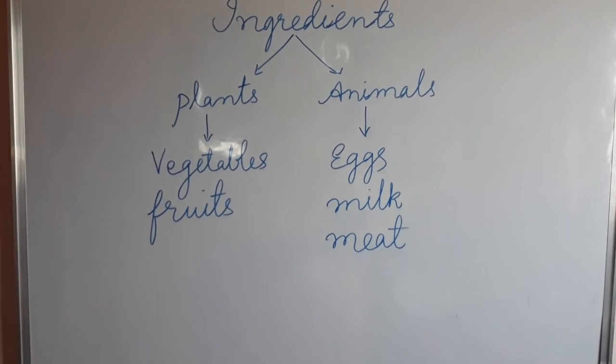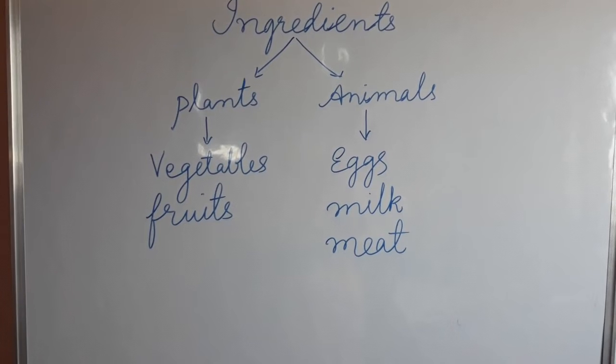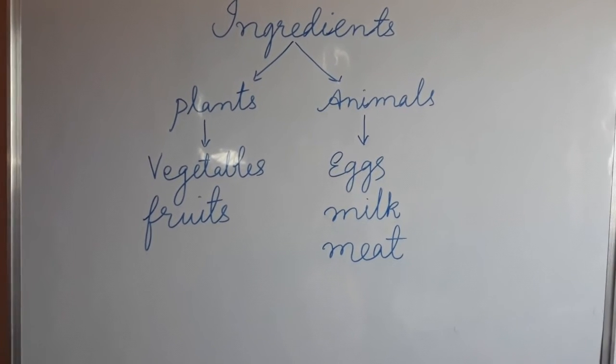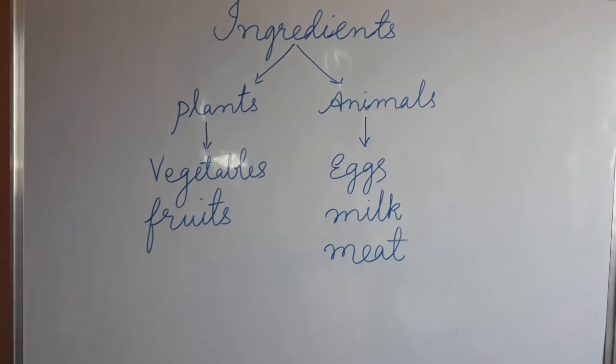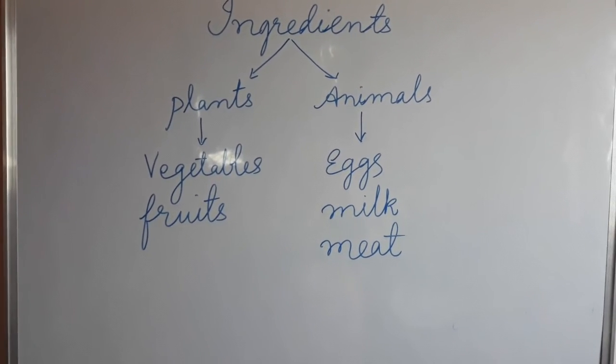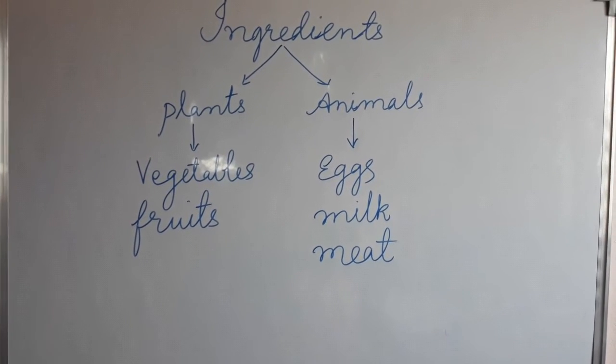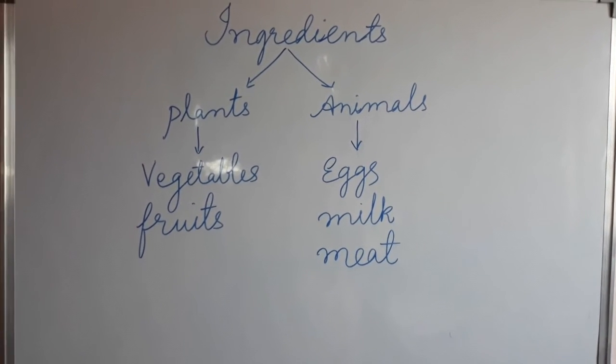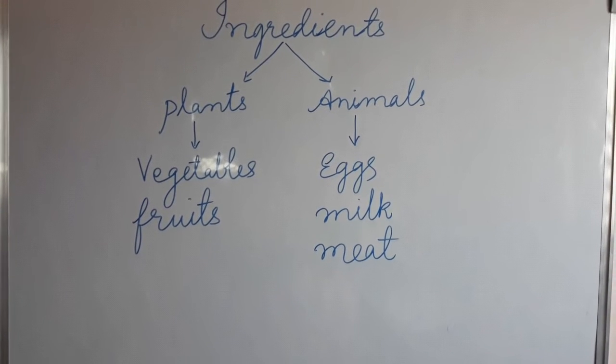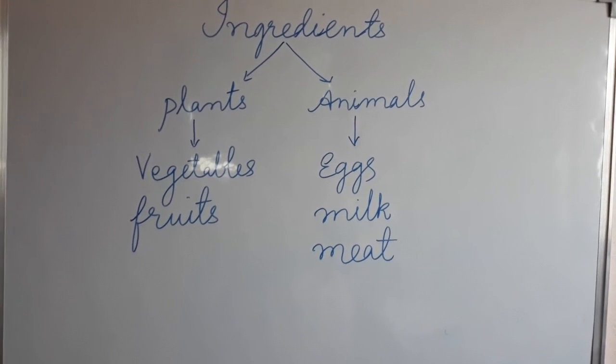See what we generally get from plants. We generally get vegetables and fruits. You know that all the vegetables we are getting from the plants and all the fruits also we are getting from the plants. Now see the ingredients that we are getting from the animals. So what are we getting? We are getting eggs, milk and meat.